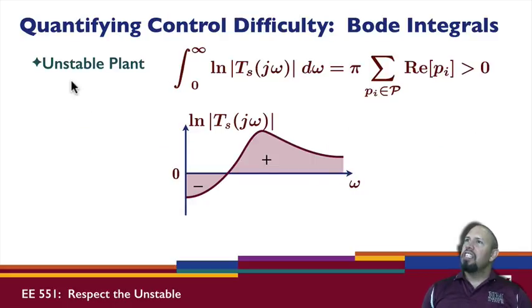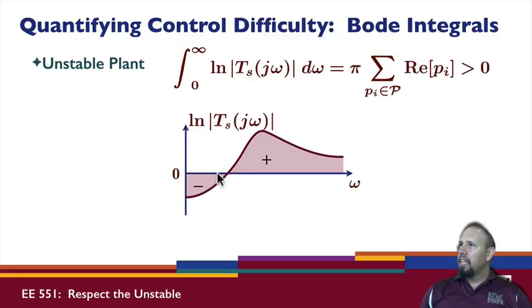When we have an unstable plant, Bode integral says this. Instead of this integral being equal to 0, we actually have it equal to this, which is equal to pi times the sum of the real parts of the poles in the closed right half plane. That's what this is saying. So if I have poles that are far in the closed right half plane, that's going to give me a bigger number here.